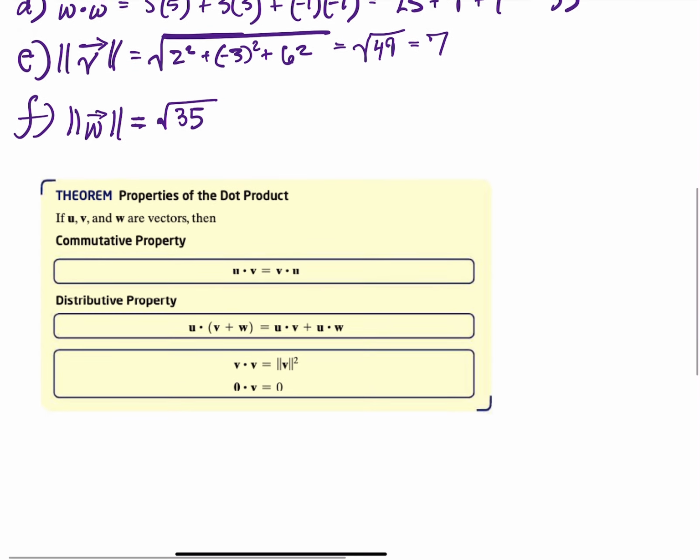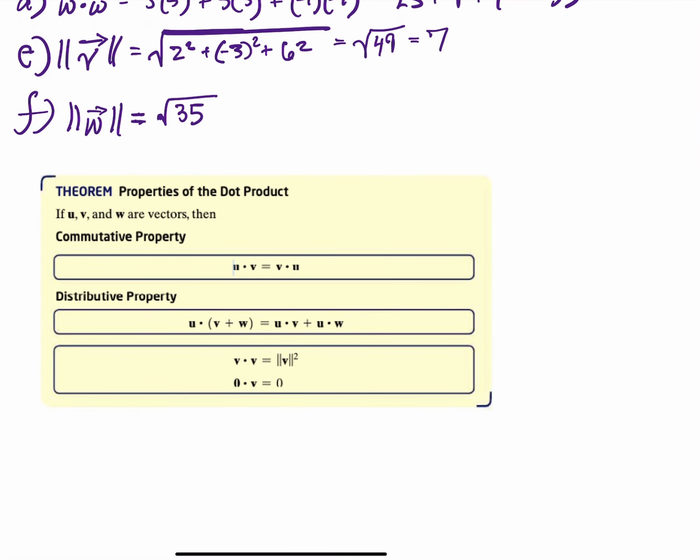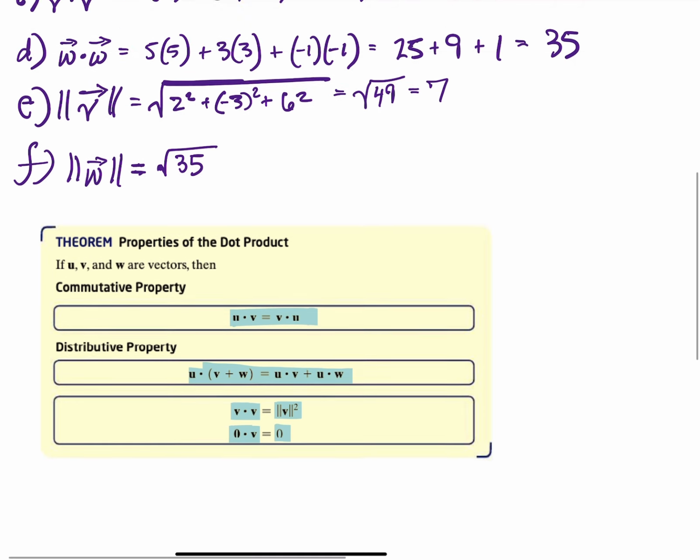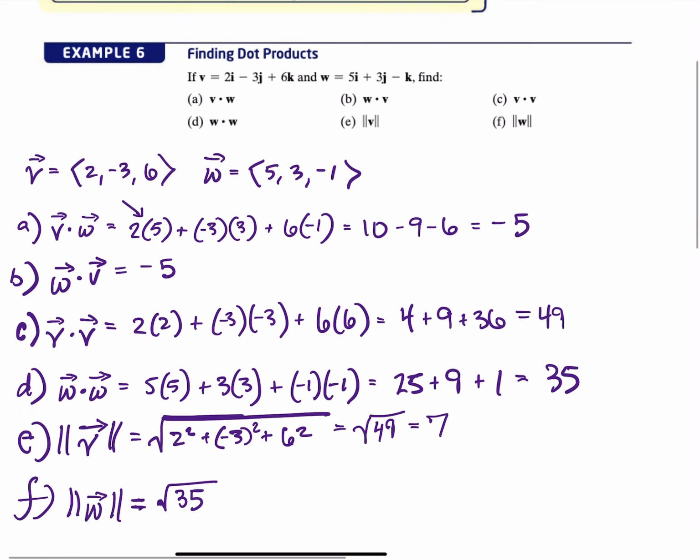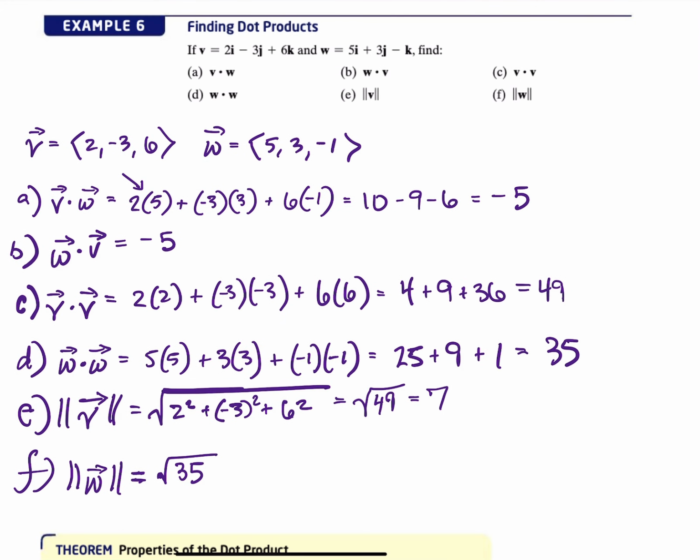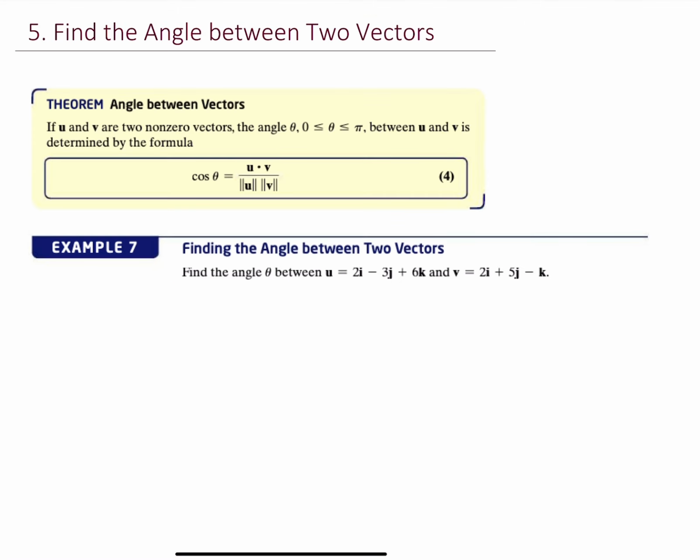So we get these same properties as last time, that the dot product is commutative. We can have a distributive property with the dot product in 3 dimensions. A vector dotted with itself is equal to the square of its magnitude, and if we dot the 0 vector with a vector, we get 0 as the result. We can also find the angle between 2 vectors in the 3rd dimension. We'll have the same formula.